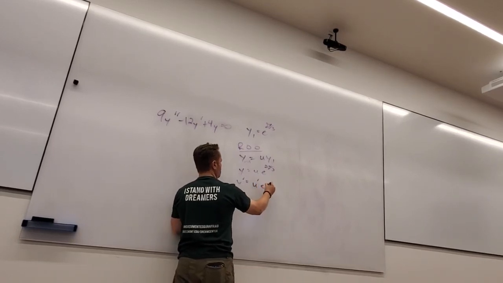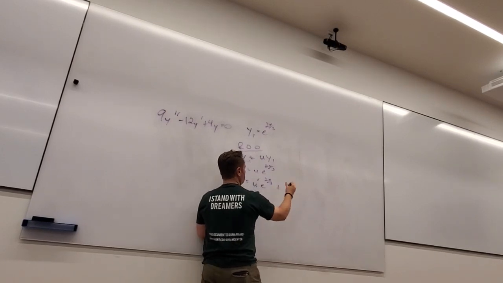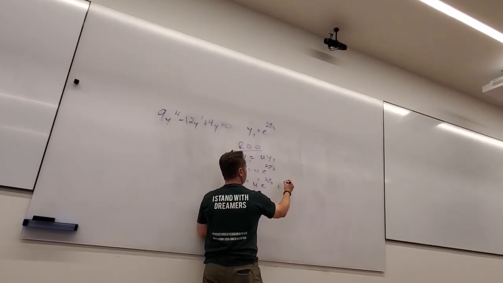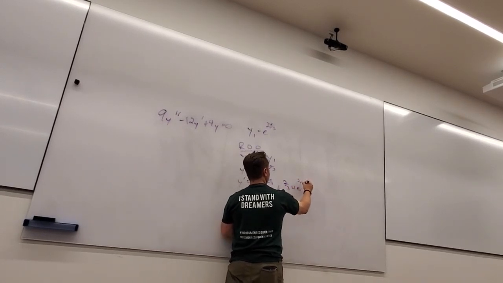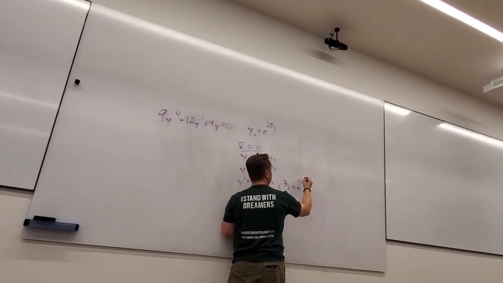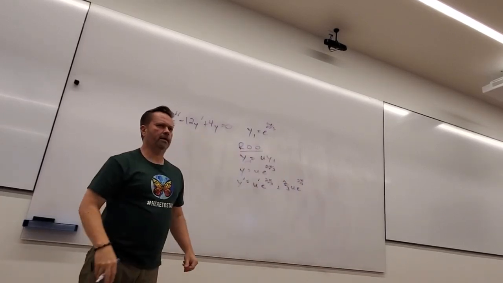U prime. Let's do that. Plus, you're good. You got 2/3 u e to the 2x over 3. Okay, I like it. Just write it the same way you do. Okay. Not so bad, all right?